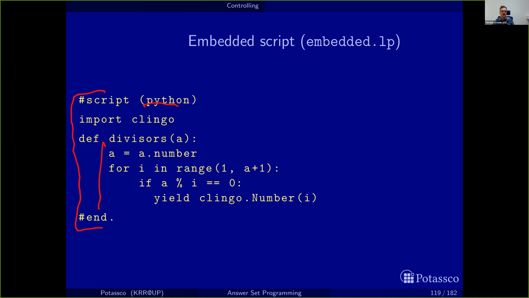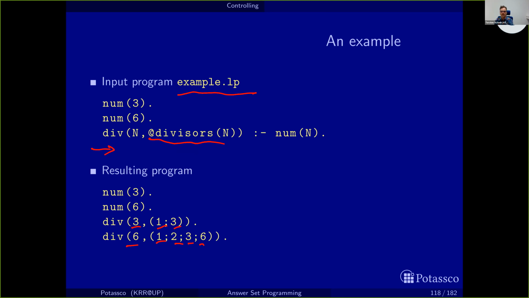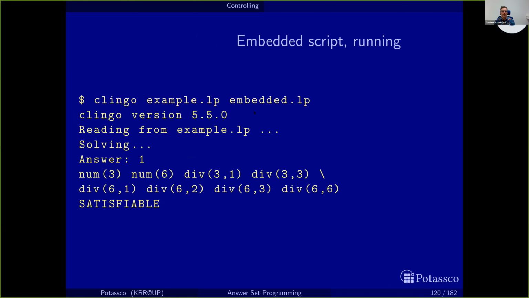Yeah, okay, let's just see it. So we have here now this is embedded. That's this file here, just that contains this. And here we have example, right? These are the two files. So we give example and embedded to Clingo, and that's what we get out, right? So we have here the divisors of 3, and here we have the divisors of 6.